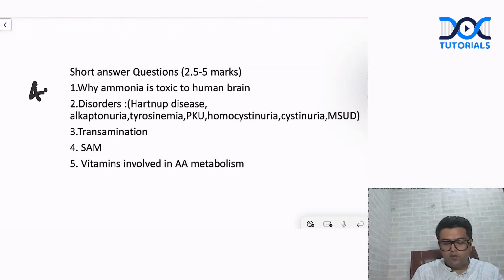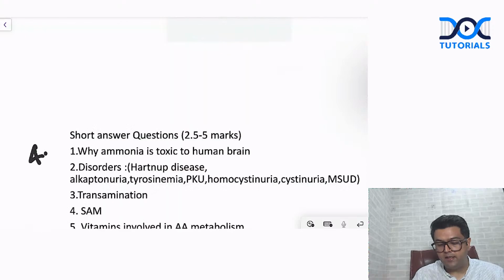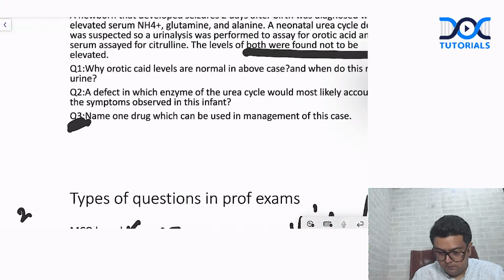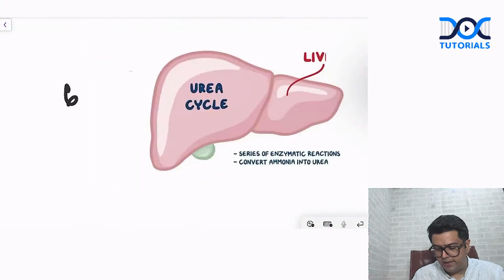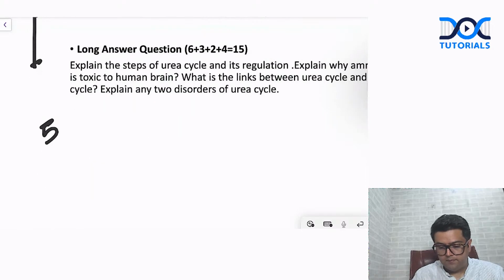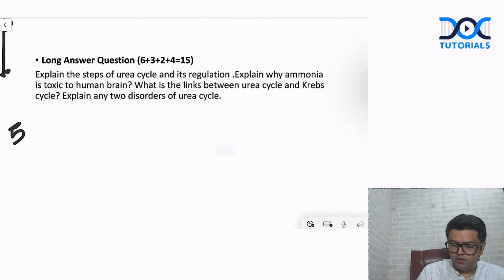So vitamins involved, SAM, transamination, disorders, I told you, and why questions, like why ammonia is toxic, I told you, short answer questions. So these are some of the common questions in the amino acid topic that can be asked in exams, right guys? Okay, so let's take this question. Can you see this question?